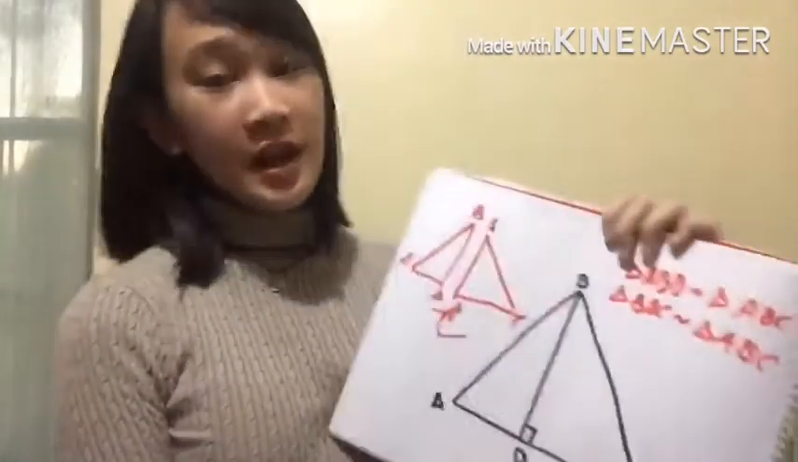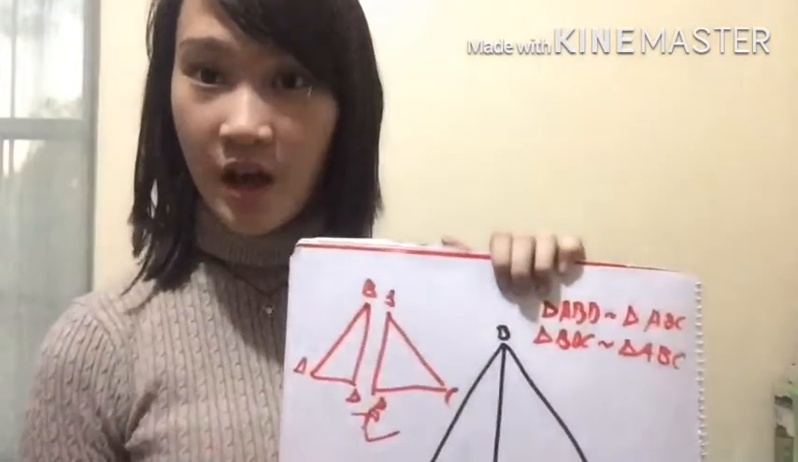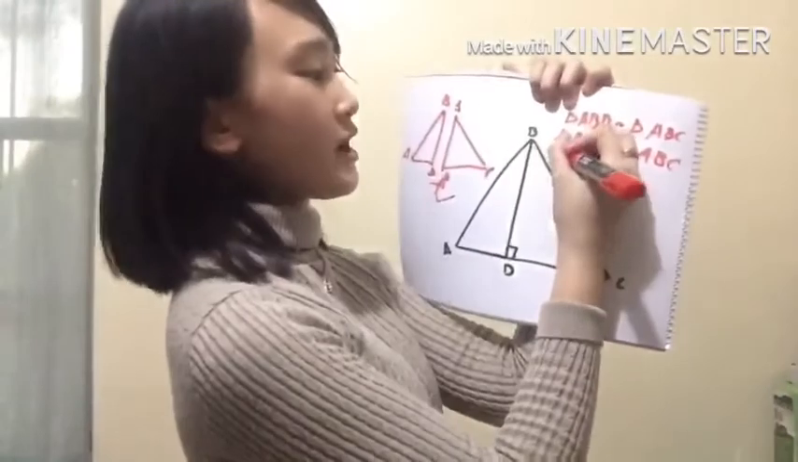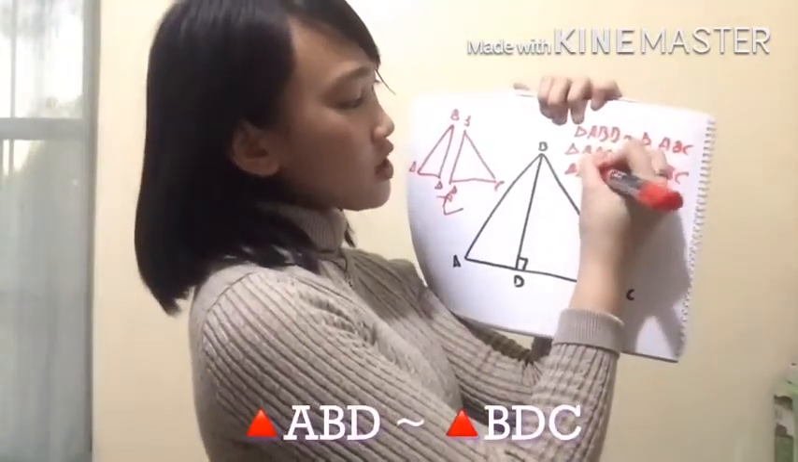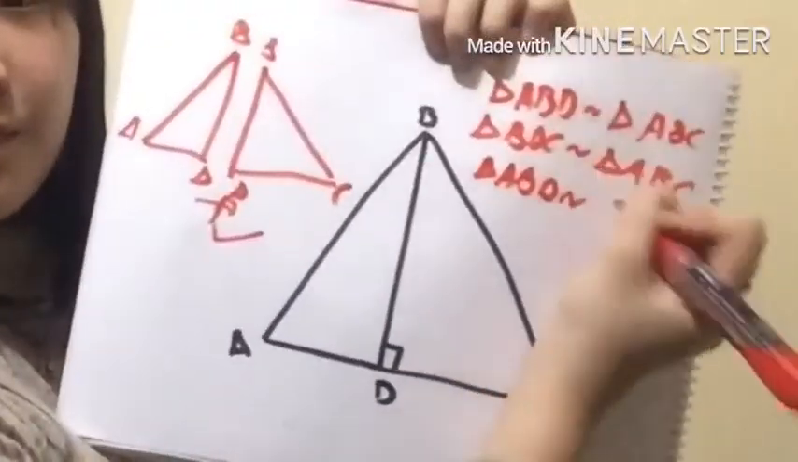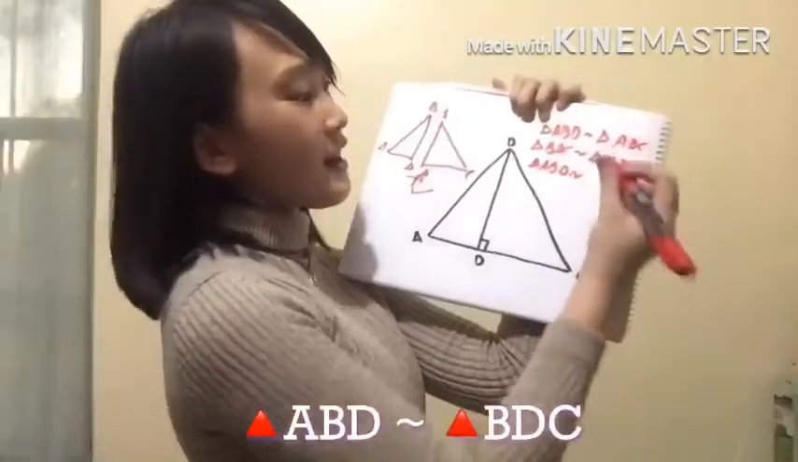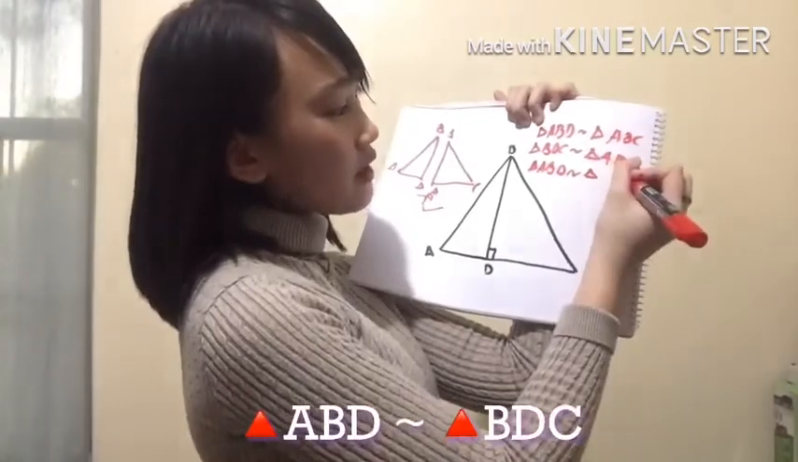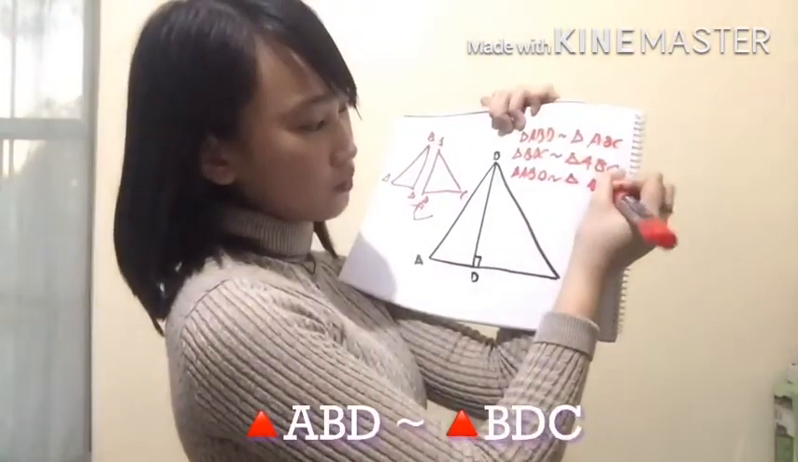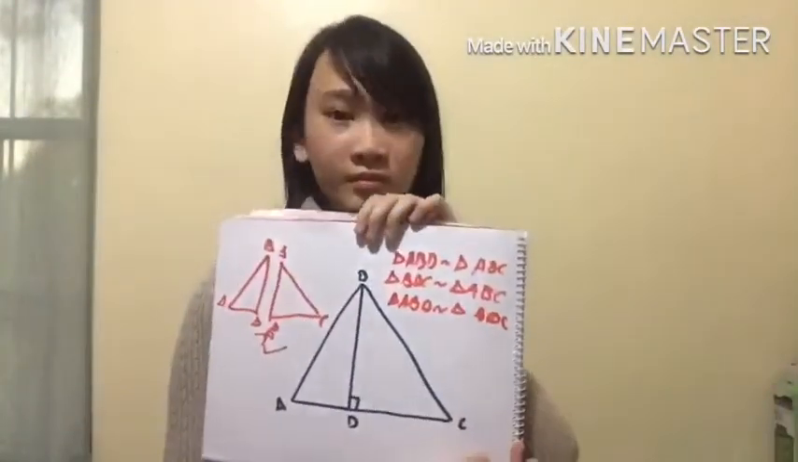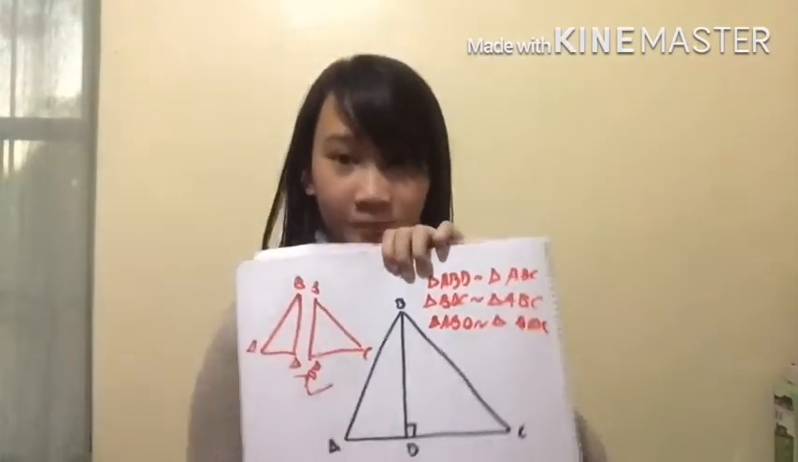Now, these two triangles are also similar to each other. So, let's write that there too. Triangle ABD is similar to triangle BDC. And that's it.